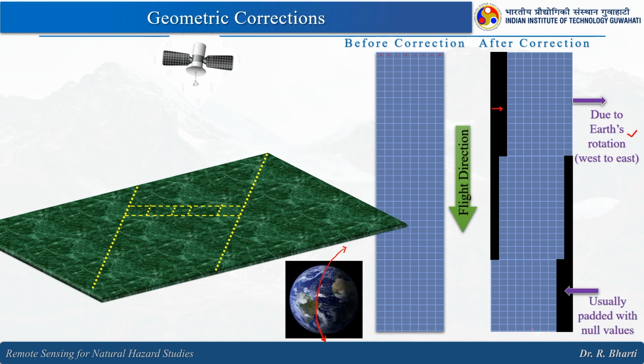So then what we do is we try to generate the corrected image, and these columns will have null values, right. Similarly here all these will have null values.